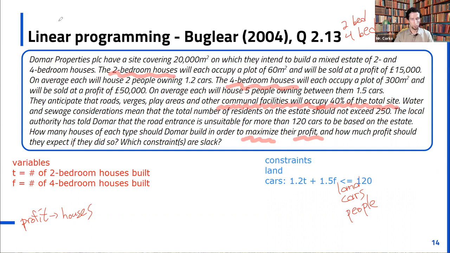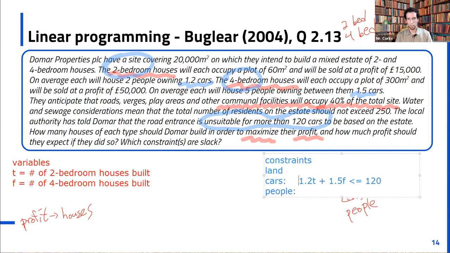Let's just, I'll highlight in the text here where we see this. So the families living in these 2-bedroom houses will own on average 1.2 cars. And families living in these larger 4-bedroom houses will own on average 1.5 cars. So 1.2 times T plus 1.5 times F. And we have said that there cannot be more than 120. So 120 is okay. Less than 120 is okay, but more than that is not. So that seems like it works with our constraint here.